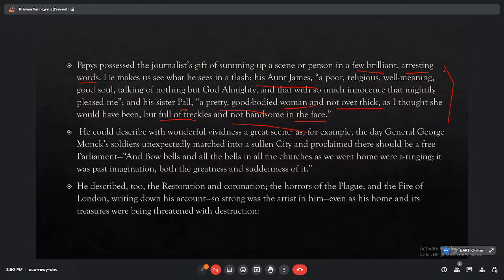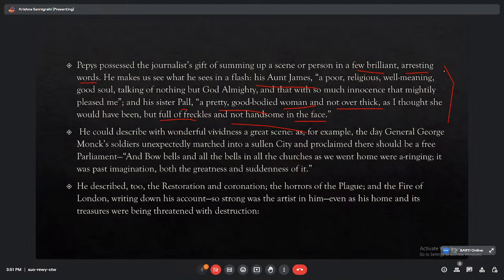So it is basically a scene or a person in a few brilliant, arresting words, wherein Aunt James is represented as poor, religious, well meaning, good soul, talking of nothing but God Almighty, and that with so much innocence that mightily pleased me. And his sister Paul, a pretty, good bodied woman, and not over thick, as I thought she would have been, but full of freckles and not handsome in the face.